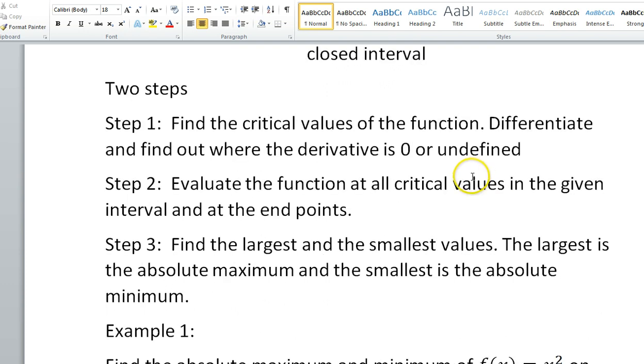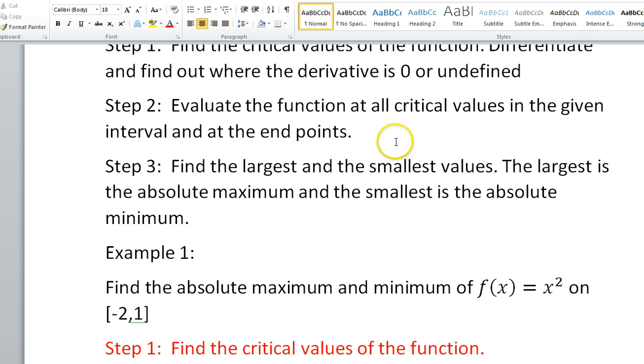There are three steps. First of all, because they can occur either at the endpoints or the critical points, we need to find the critical points. How do you do that? You differentiate the function, set it equal to 0 and solve for x, as well as find out if there are any places where it is undefined. Step 2 is, once we find the critical points, we take the critical points as well as the endpoints.